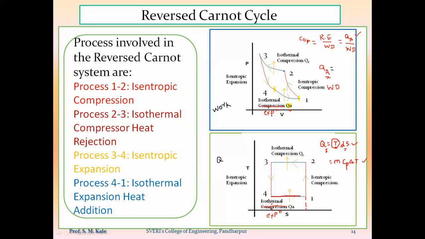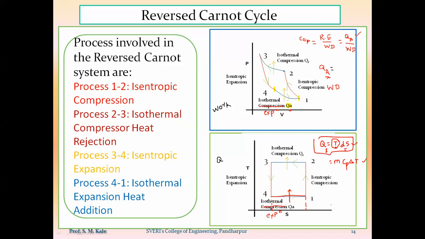So during the process 4 to 1, heat is being added. That's why we need to consider this process. Here temperature remains constant during process 4 to 1. That's why I have to use the first formula, that is Q 4 to 1 is T into ds, whereas ds is the change in entropy, that is final entropy minus initial entropy.